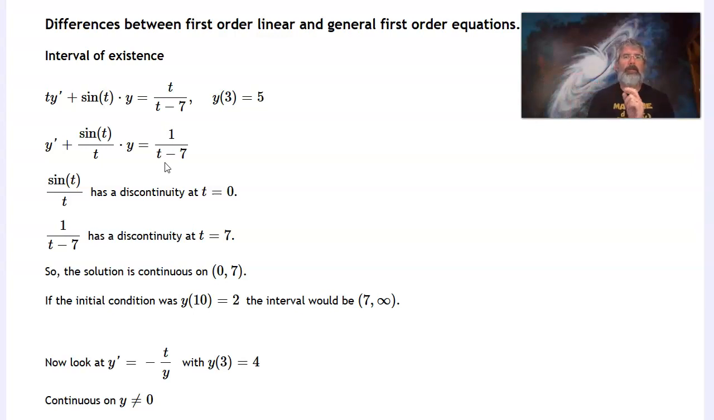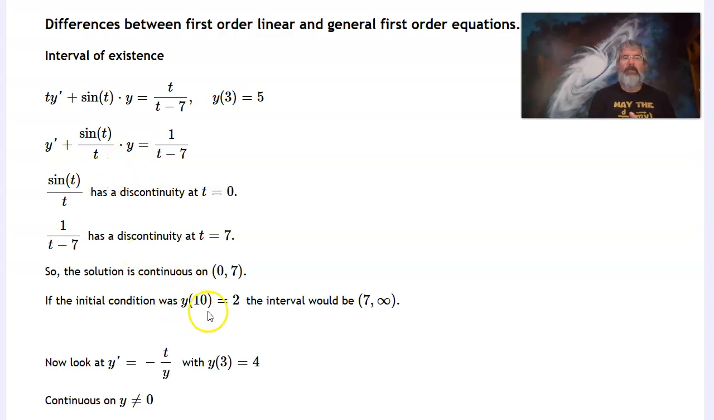Now my initial condition that was stated in this problem was that y of 3 is 5. So the t value in the initial condition is somewhere between 0 and 7. So the interval that's stated in that theorem is from 0 to 7. And the theorem says that the solution then will be continuous on the interval from 0 to 7. I don't even have to solve it. I already know that that's where the solution will be continuous.